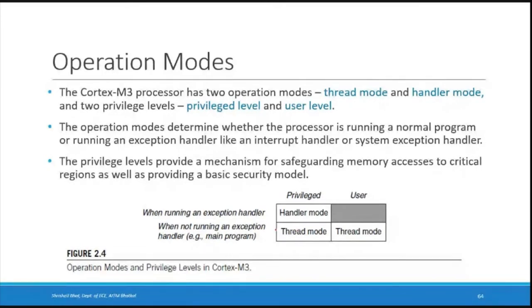Whenever the system is running an exception handler, it has to be in handler mode, and when it is not running an exception handler, that is, it is in the normal program or the main program, it will be in the thread mode. When it is in the thread mode, it can be in either privileged level or user level, whereas when it is in handler mode, it has to be in the privileged level. So it can be thread mode privileged level or thread mode user level, whereas in handler mode, it has to be privileged level. There is no user level in handler mode, right? This is a thing you need to understand.